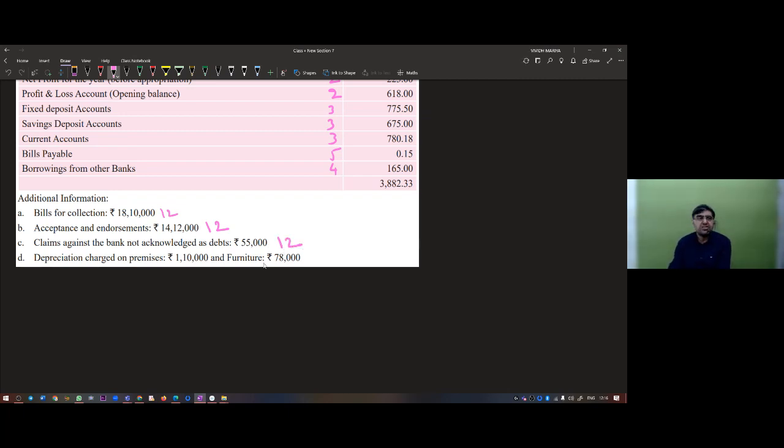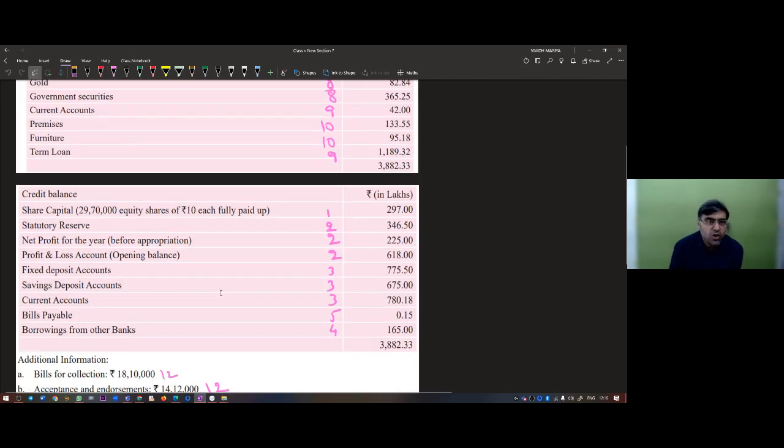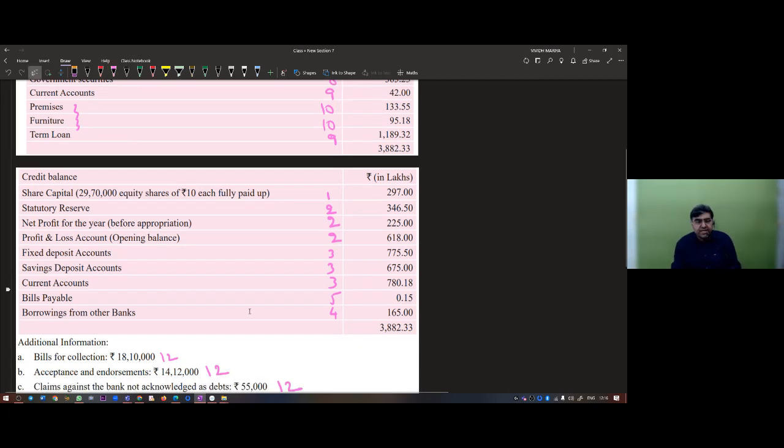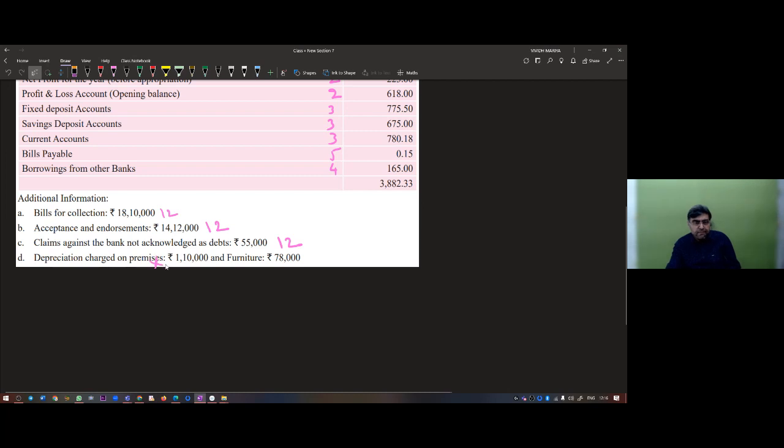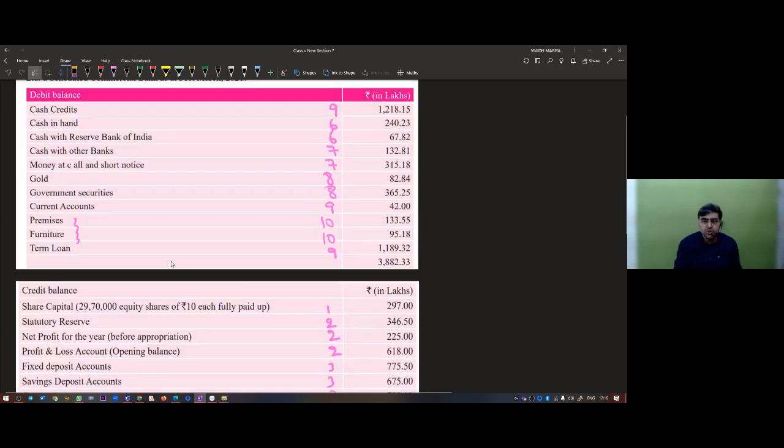Depreciation charged. Depreciation has already been charged, so these two assets are already reduced. Either you add it first and then show it as less, or ignore it. The better answer is the first one: first add and then show it as less. Let's make the answer. You will enjoy it.